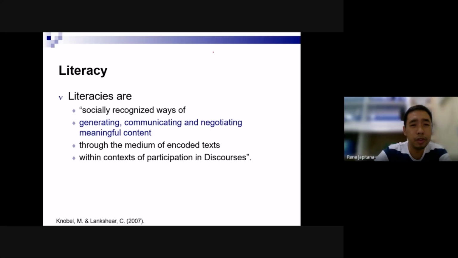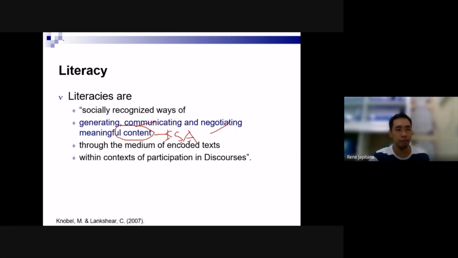So, to sum up, we are almost done. Literacies are socially recognized ways of generating, communicating, and negotiating meaningful content. The word content here refers to our skills, knowledge and attitude. KSA, like in a lesson plan. That is what we want our learners to develop: their knowledge, skills, and attitude. Literacy means knowing about the concept of knowledge, skills, and attitude.